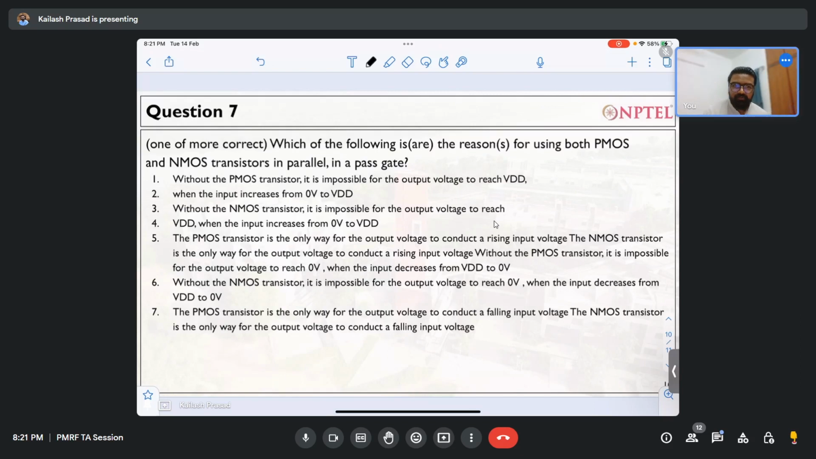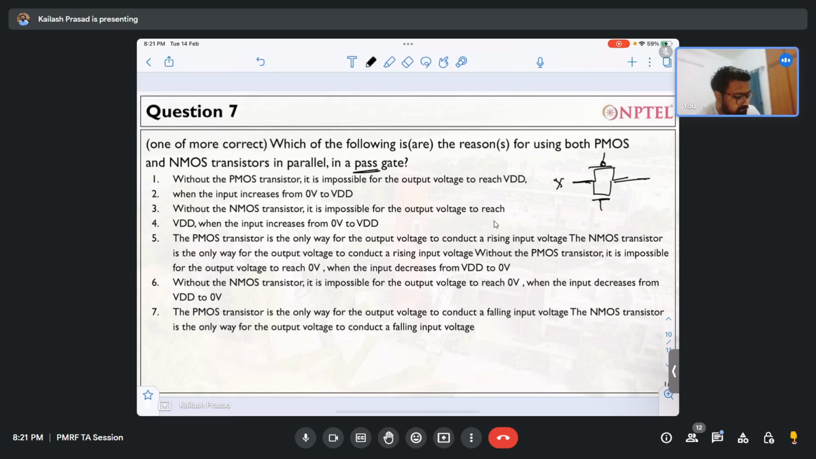Last question for today, a very simple one again. Which of the following are the reasons for using both PMOS and NMOS transistors in parallel in a pass gate, or transmission gate, as we say? The transmission gate looks like this. This is PMOS, this is NMOS.